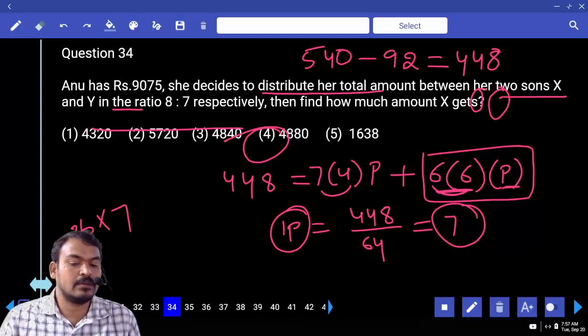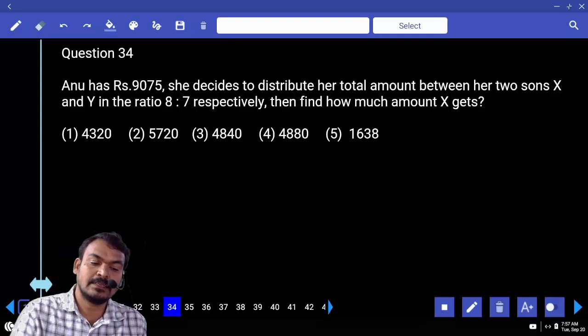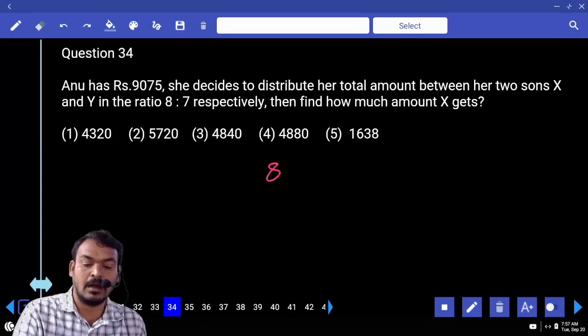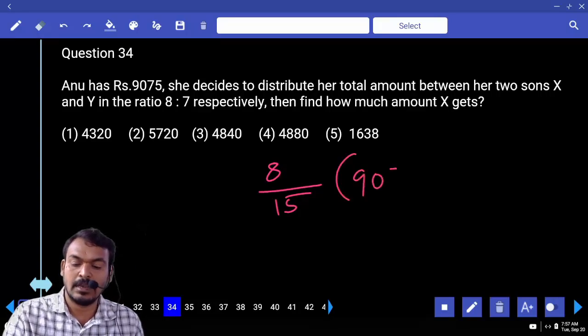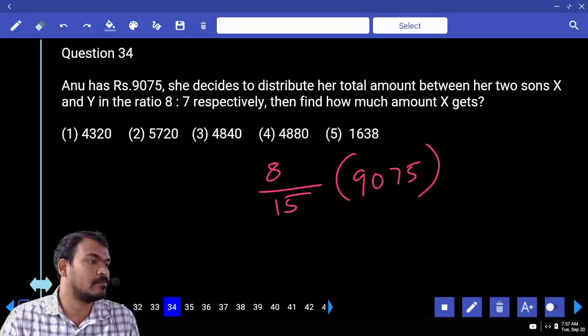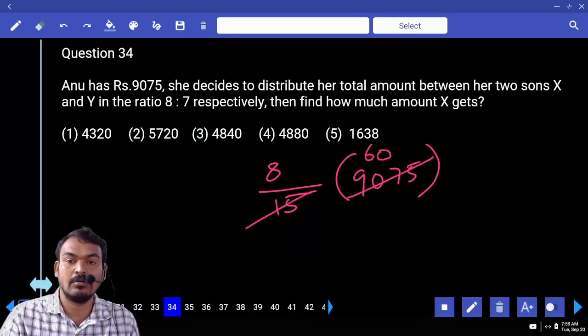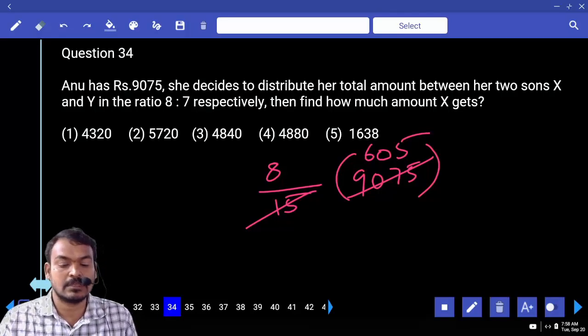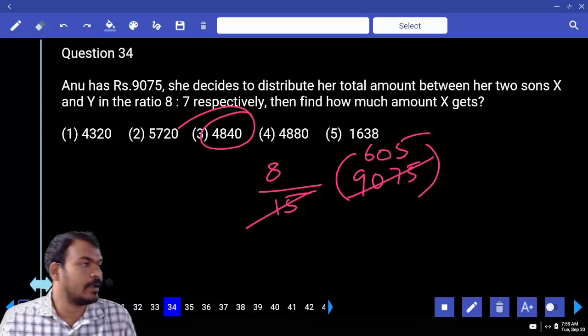Next, question number 34. Anu has 9075. She decided to distribute the total amount between her two sons X and Y in the ratio of 8:7. Find how much amount X gets. X received how many parts? 8 parts out of 15 parts, or not? 8 by 15 of which value? 9075. 15, how many times? 605 times. 8 into 605 is 4840.